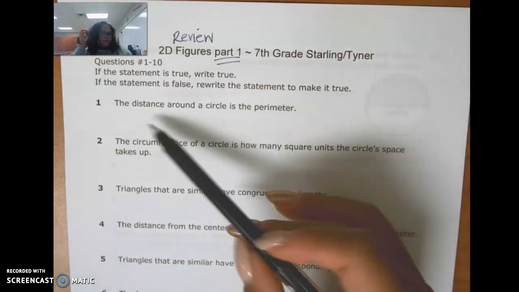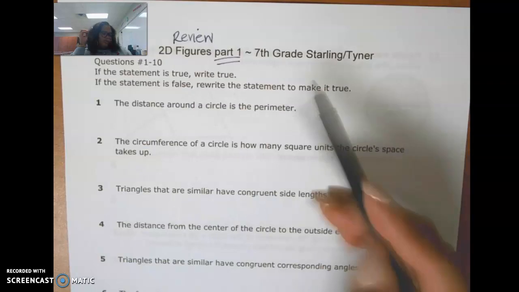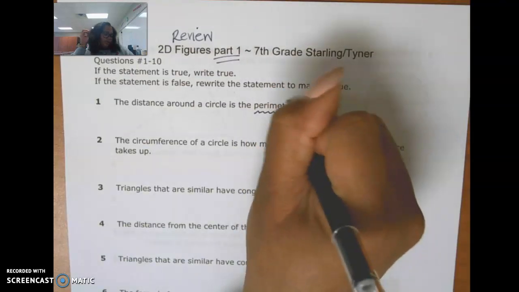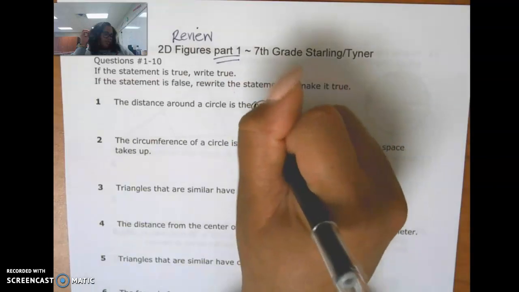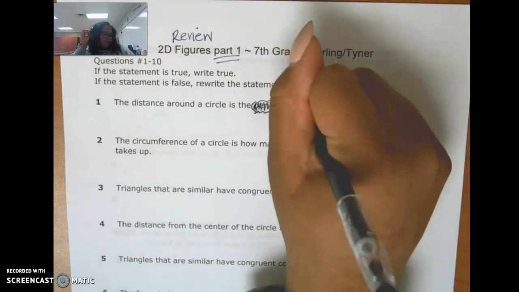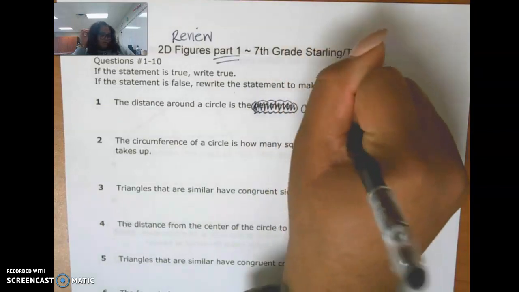Number 1, the distance around a circle is the perimeter. This vocab word is incorrect. The distance around a circle is its circumference.